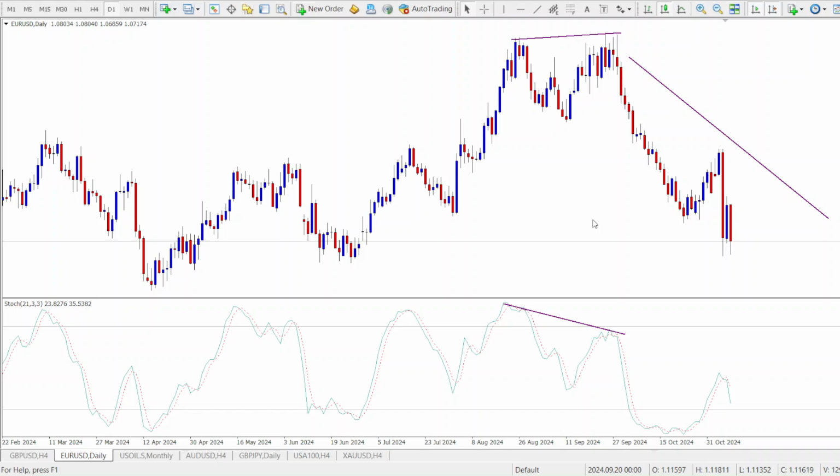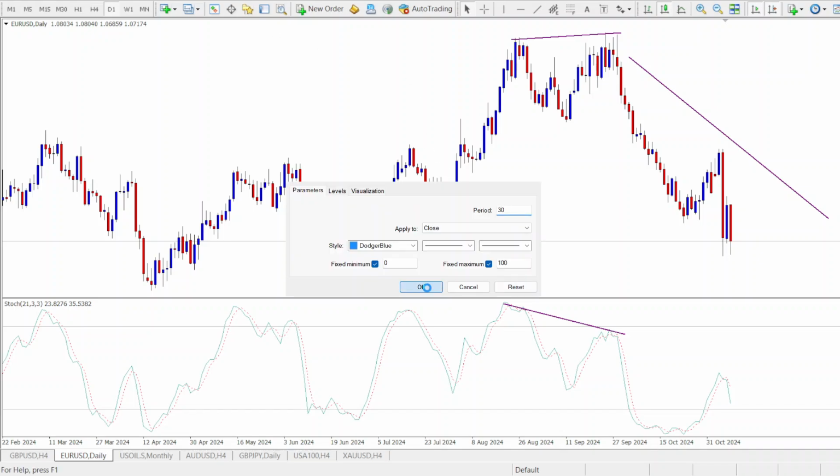Now one common problem traders face with stochastic is false signals, especially when the market is in a strong trend. To filter out these false signals, it's helpful to use additional confirmation. You can pair stochastic with other indicators like the RSI or moving averages to get a clearer picture of market conditions. For example, if the stochastic shows an overbought condition, let's just add the RSI to the chart for confirmation.